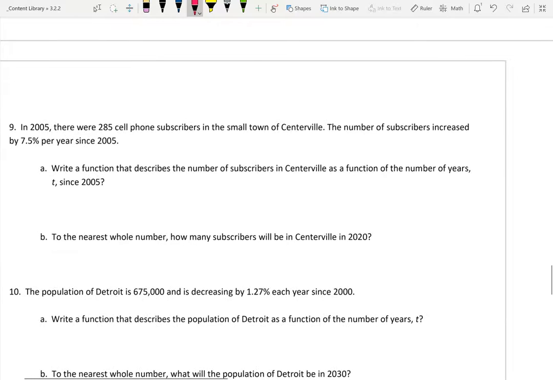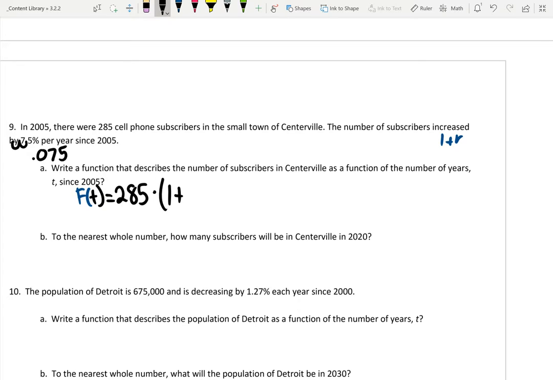So in 2005, there were 285 million cell phone subscribers, and it increases. This is indicating that it is 1 plus r. So my function is going to be my initial amount, which is 285, times 1 plus the decimal version of my percent. I'm going to move it over 2 spots, so it's going to be 0.075, and I'm going to raise it to t years. Now I can simplify it by rewriting it one more time, writing the inside of the parentheses as one number so I don't have to do a sum.